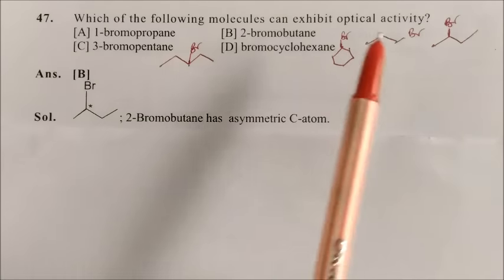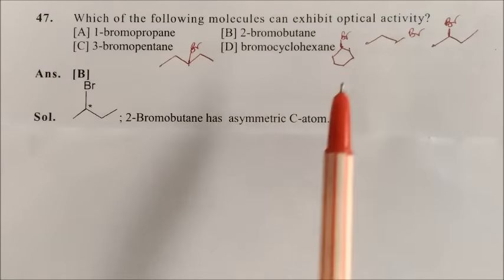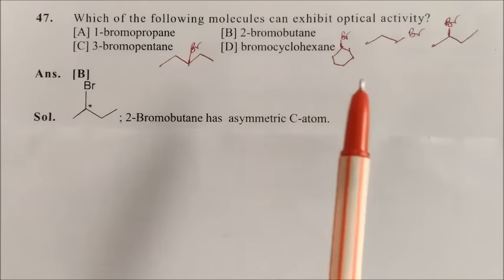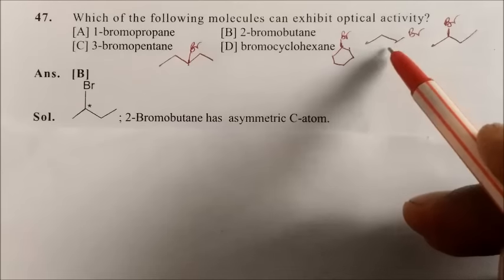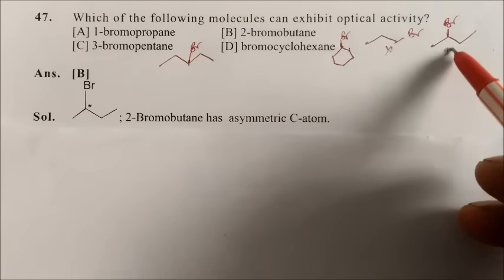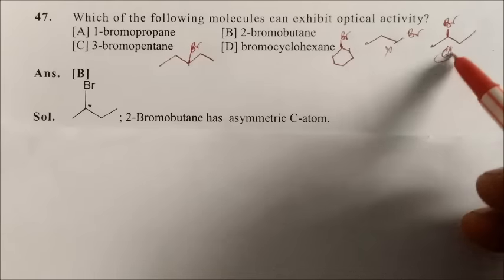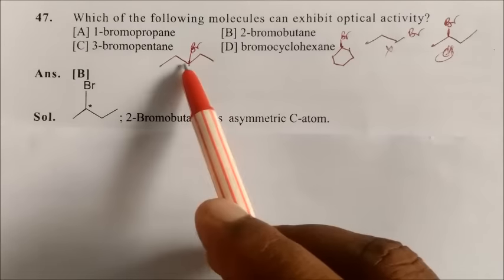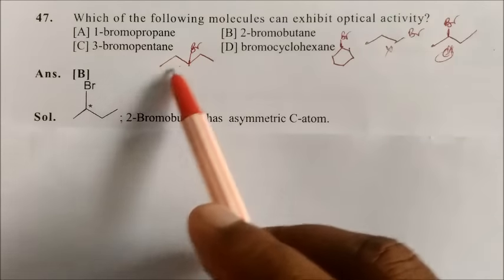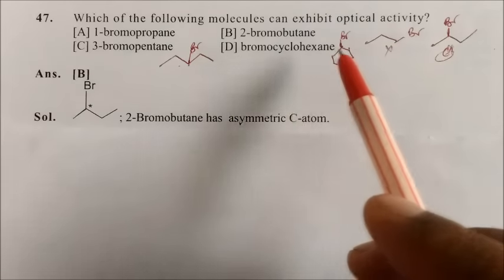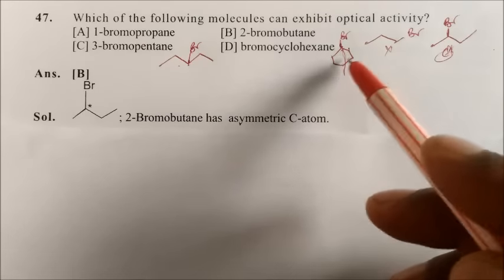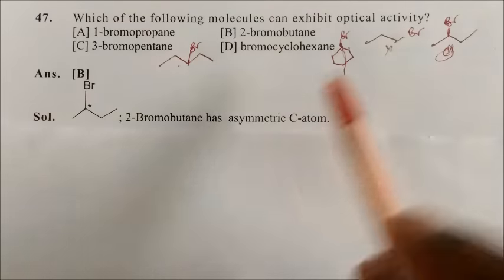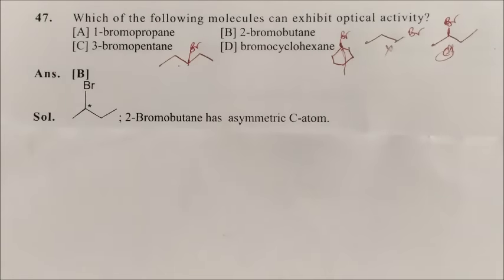For the condition of optical activity, that carbon must be asymmetric, which means all the 4 groups will be different. In this case, it has 2 hydrogens, so this is cancelled. It has 1 hydrogen, so the carbon is asymmetric, so this is correct. But in this case, again 2 groups are the same, so this is symmetric. And in this again, if you divide it, the 2 groups are same, so this is also symmetric. So the answer is B.